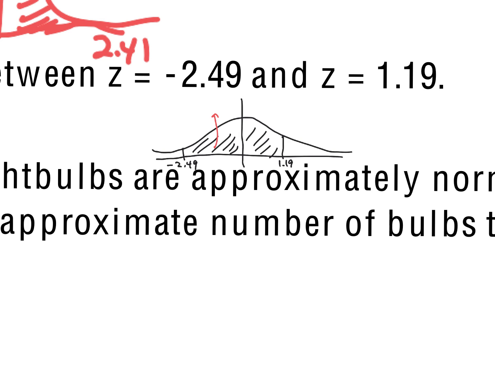So doing that, we'll get that this area here is 0.4936. This area here is 0.3830. And then because those areas are on different sides of the mean of 0, we'll add them together and get a total area of 0.8766. That's the total area under the standard normal curve between Z equals negative 2.49 and 1.19.